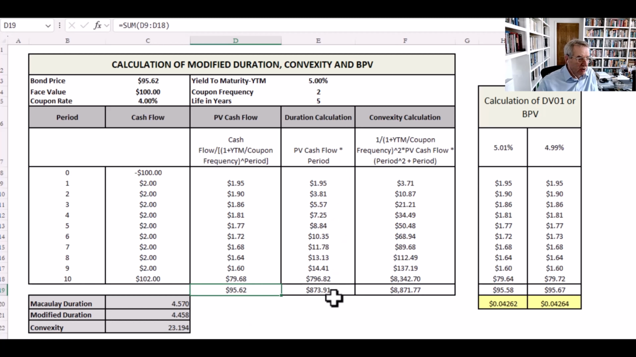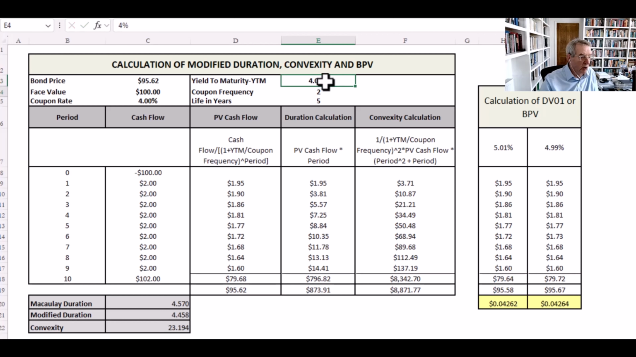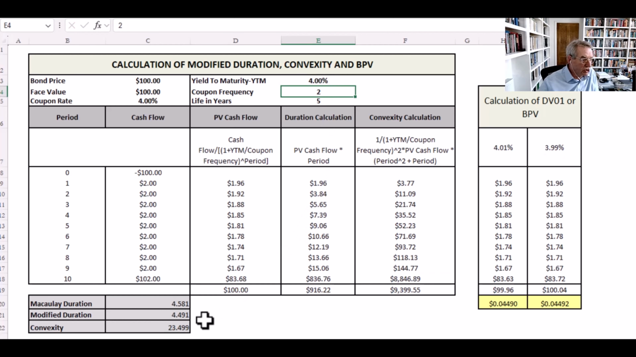We can also see here, for example, how the duration is calculated. We calculate the Macaulay duration. We can go on and see how the modified duration is calculated. And we can see we have this number here of 4.45. Let me return this to the 4%, which is the starting point. And we actually see now that with the original 4% bond, the modified duration is 4.49 years.